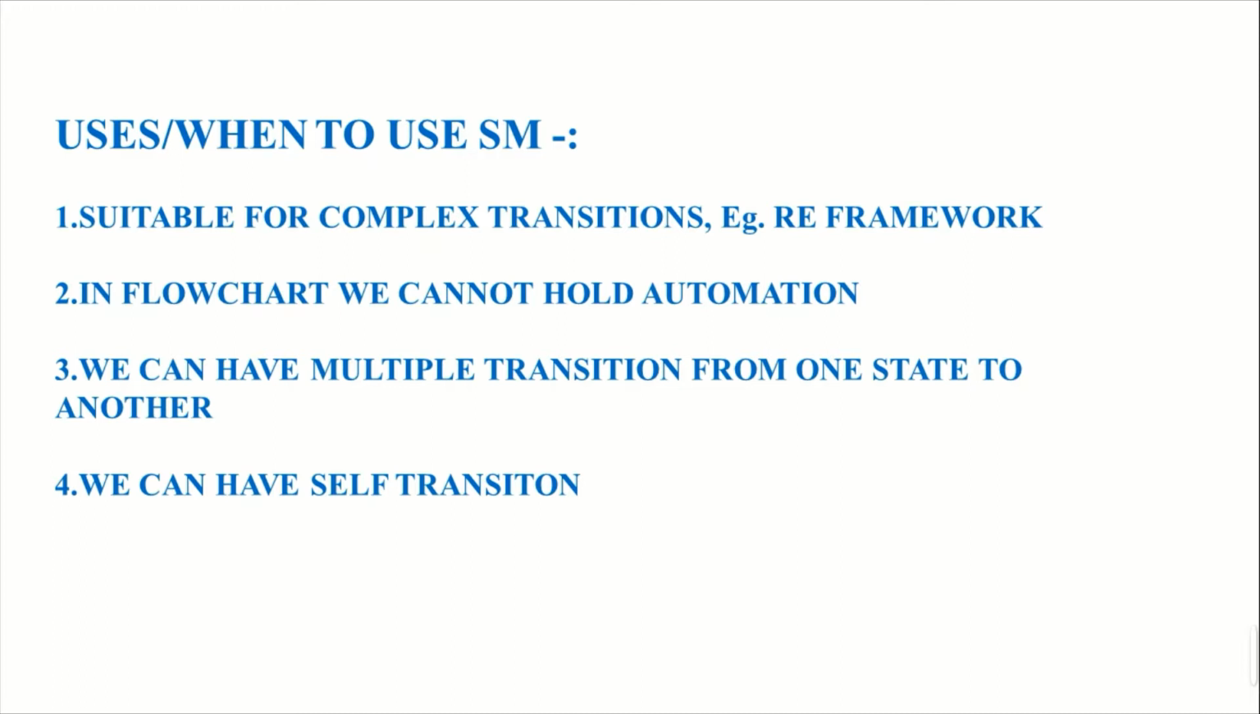The third one is that we can have multiple transitions from one state to another state. This means suppose we have two states, and there are two conditions that we have to use from the first state. In that case we can divide the first state into two conditions, that is two transitions, and proceed accordingly. The last one is that we can have a self transition. That means we can loop through the same state again and again until our condition is met. So that is where we use the state machine.